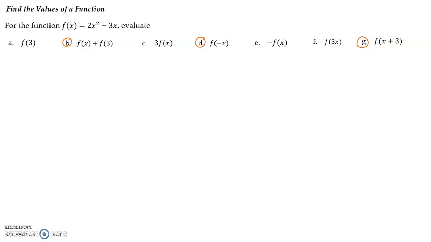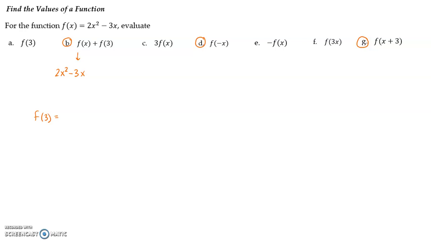So let's go ahead and do part B first. We have f of x plus f of 3. Well, f of x is the function that we were originally given, which is that 2x squared minus 3x. So let's go ahead and calculate f of 3.